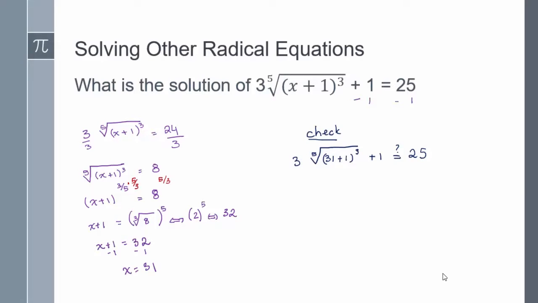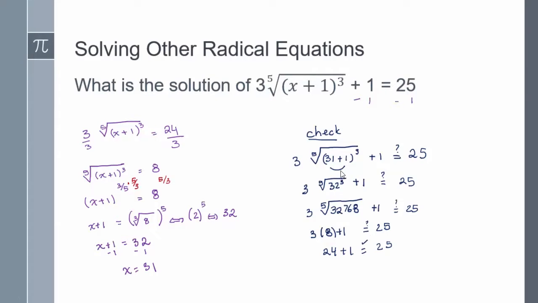Check our work. Is 3 times the fifth root of (31 plus 1) cubed, plus 1 equal to 25? 31 plus 1 is 32. 32 cubed is 32,768. The fifth root of 32,768 is 8. 3 times 8 is 24, and 24 plus 1 is equal to 25. So our solution is x equals 31.